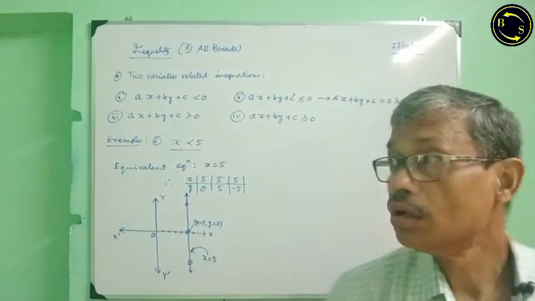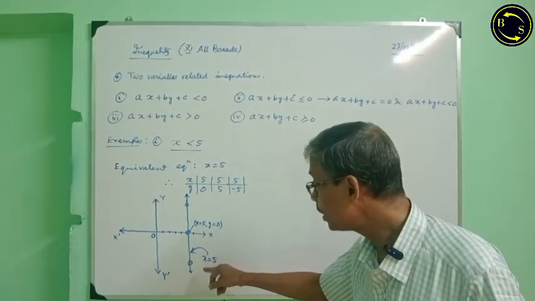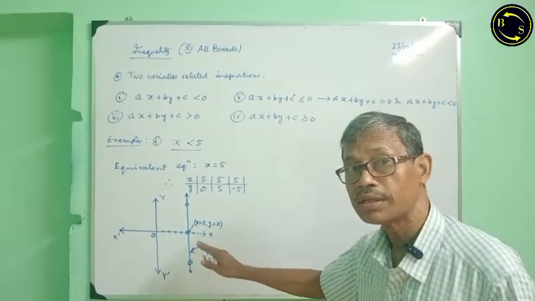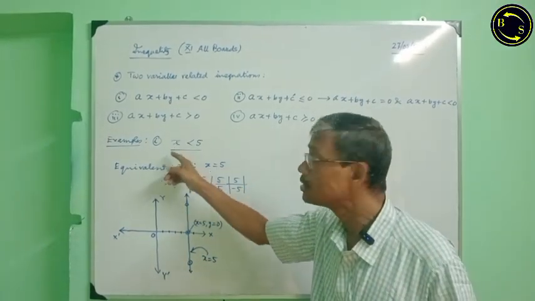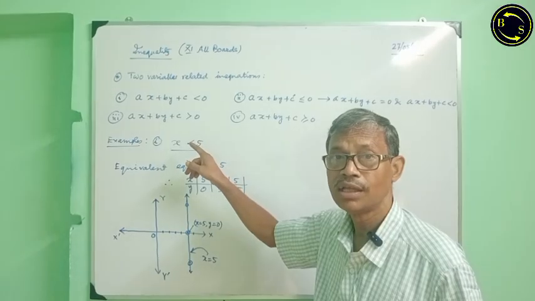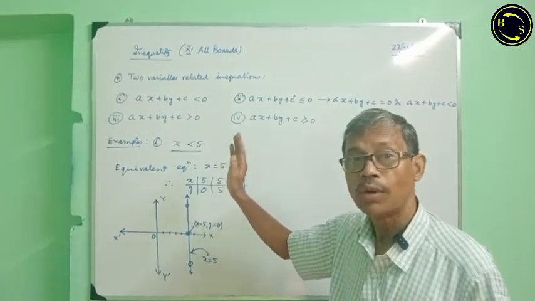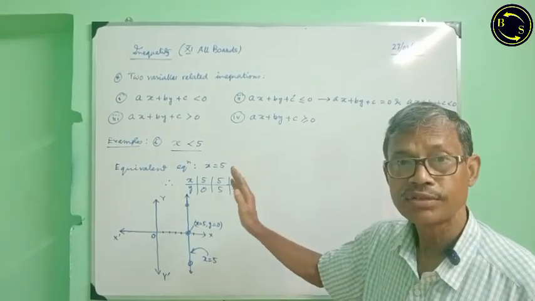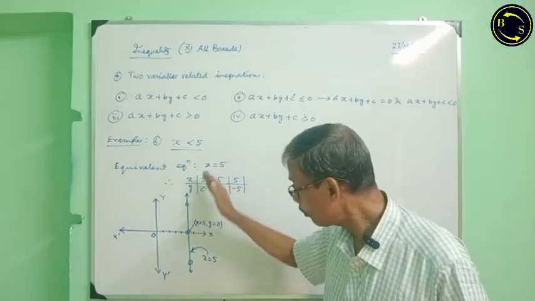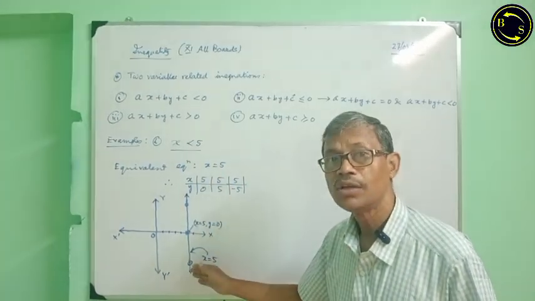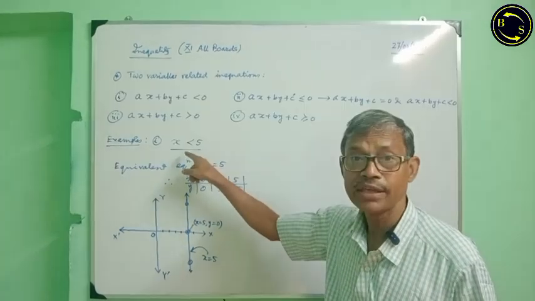Now, this straight line represents x equal to 5, but our inequation is x less than 5. Now, what will be the presentation here? Since x less than 5, therefore points lying on this straight line are not satisfying this equation.